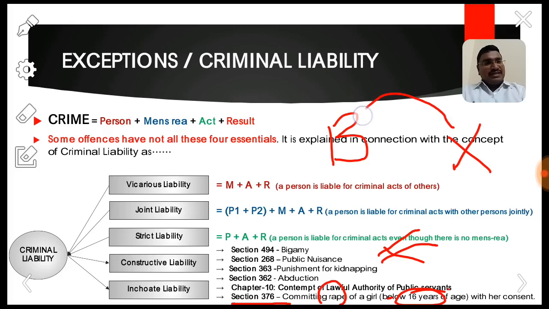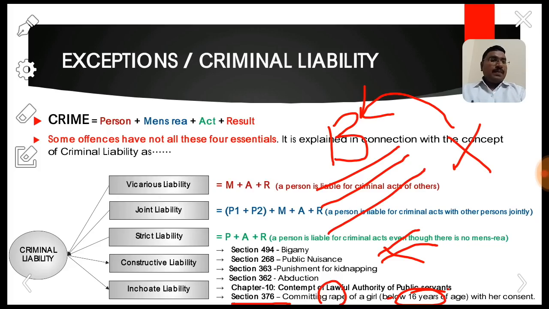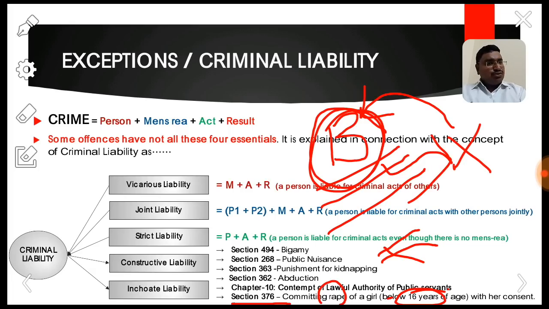Mr. X has sexual intercourse with Miss B, whose age is below 16 years, with her consent and willingness. She is not in an intoxicated or drunken condition, nor is she hypnotized, but she gave free consent to Mr. X. Mr. X has no mens rea. He feels that the girl has given the consent to have sexual intercourse.